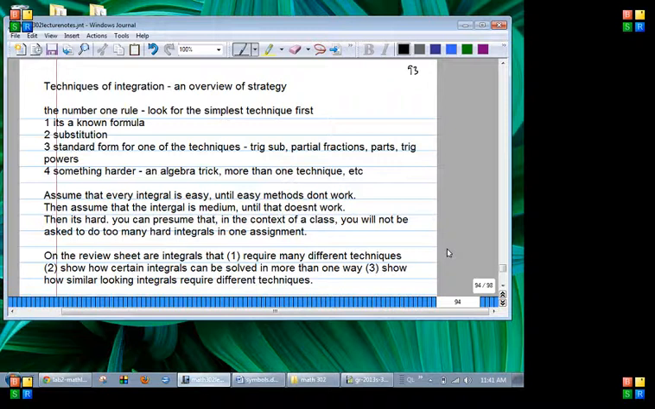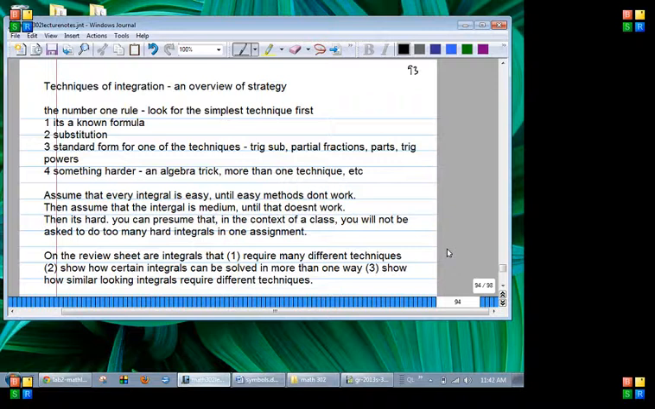It's a known formula. So for example, you have to know off the top of your head that the integral of 1 over 1 plus x squared dx is arctan x. Because if you don't know that, then you'll try to go through all these different possibilities of, can I do it this technique, can I do it that technique? But it's just a known formula, and that's an integral you should be able to do in 4 seconds, for example. Okay, number one. Number two, substitution.